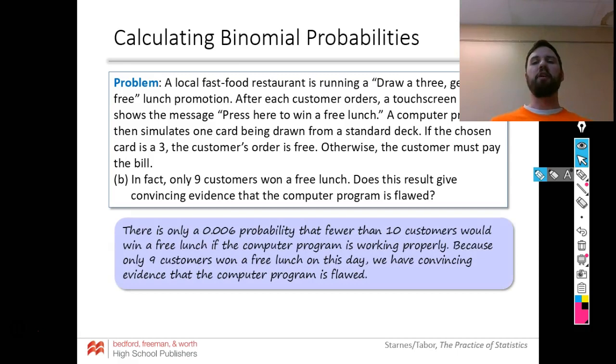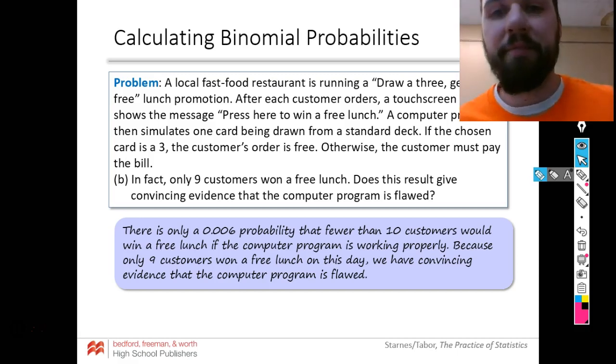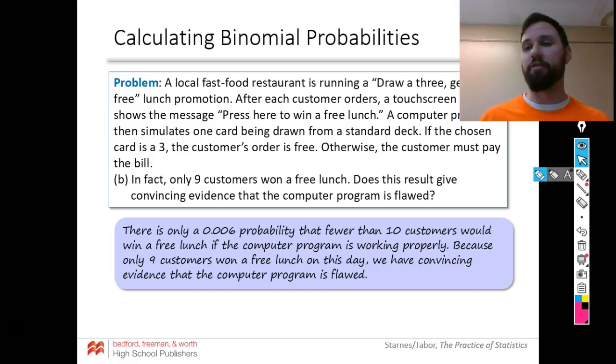Because 0.006 is so low, when it's fewer than 10 customers, that tells me I don't think the program's working correctly. We have convincing evidence that the computer system's flawed, because getting a result of 9, if it was accurate, is very rare. It's less than 1%. Because it's less than 5%, it's a convincing argument that it's not a 4 out of 52 shot. It's no bueno.